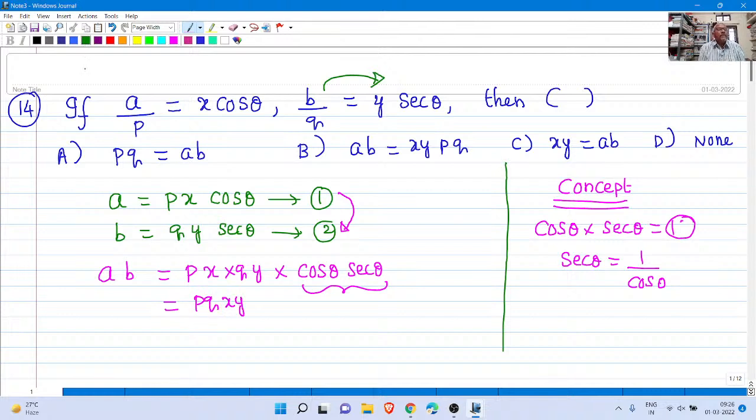So therefore, what is our answer? AB is equal to PQXY. Theta has been eliminated. This is called eliminating theta. Yes, absolutely correct. B is the right option.